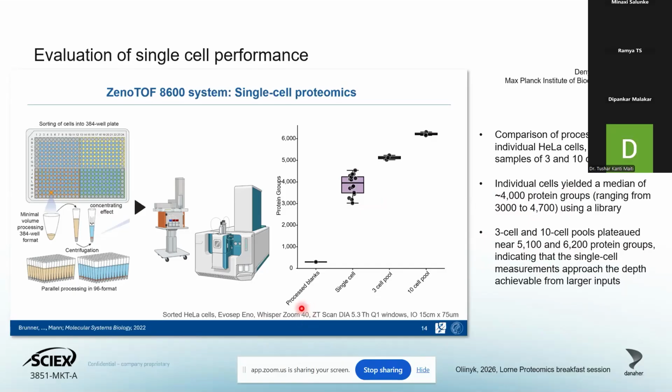This is a 40 SPD Whisper Zoom 40, so that means 40 samples per day with a ZT Scan DIA approach. This is ZT Scan DIA 2.0 used. Even with 3.0 we have data which can give much better results over this particular data set. The ion optics column of 75 micron ID with 15 centimeter length is used in this case. EvoSep One is the LC front end system used in this analysis. So this is the 8600.